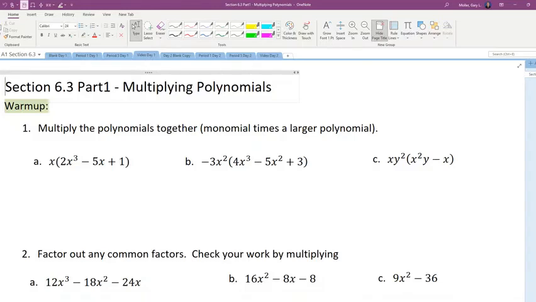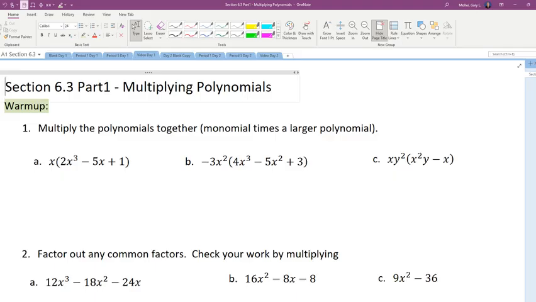All right, in this video, we're going to begin section 6.3, which is about multiplying polynomials. Mostly, we're going to be focusing on multiplying two binomials together. So if you remember what a binomial is, that should have conjured up an image of what we'll eventually be doing. So let's do a couple warm-up questions just to remind us what we'll be dealing with today. So multiply the polynomials together.